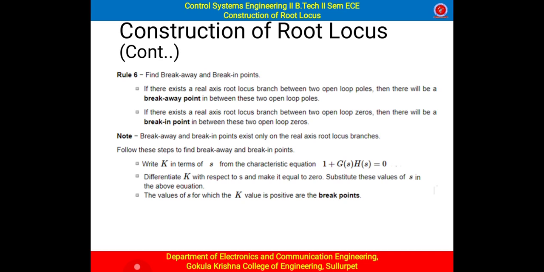And rule number 6, find breakaway and break in.